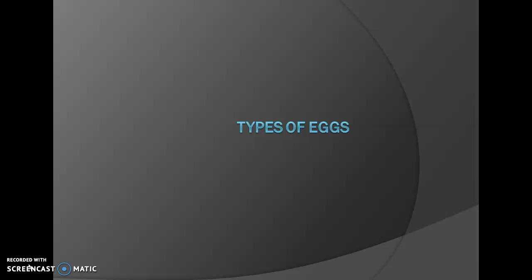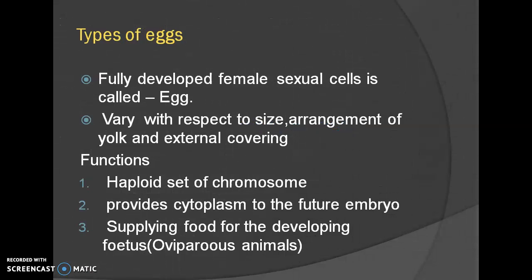So now we are starting with the second chapter, that is the types of egg. We are starting with the chapter with the subtopic types of egg. What is meant by an egg? We can say that an egg is actually a fully developed female sexual cell or female germ cell or reproductive cell. And this egg will vary with respect to the size as well as the arrangement of yolk and external covering from species to species.